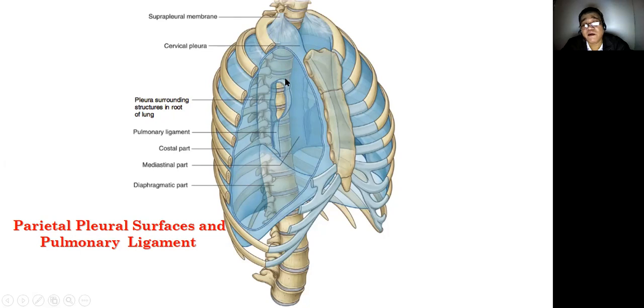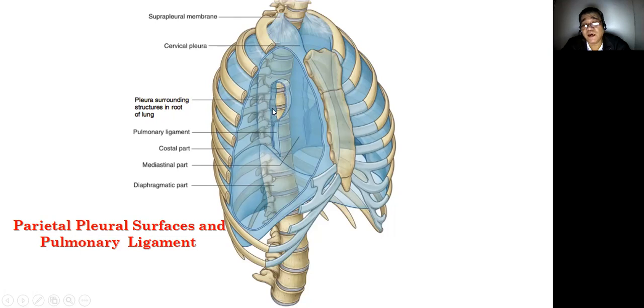Now the parietal pleura eventually meets with another layer of the pleura known as the visceral pleura. The visceral pleura is the part of the lining of the pleura that wraps around the lungs up to the root of the lung. This is the root of lung.